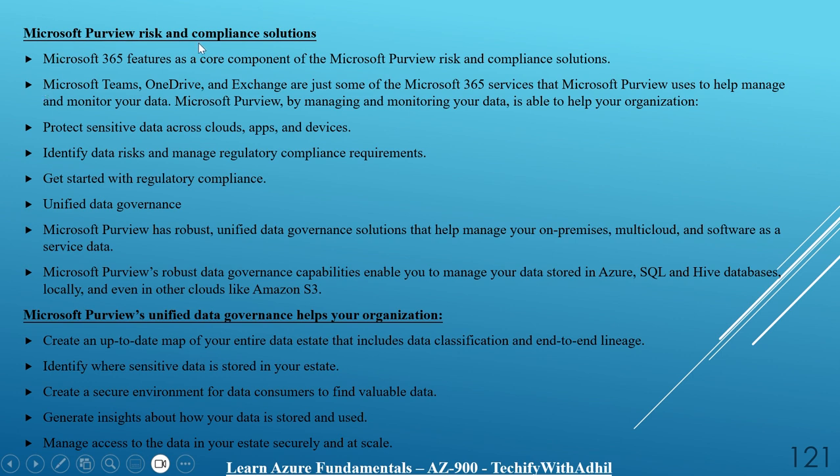Microsoft Purview risk and compliance solution. Microsoft 365 features are a core component of the Microsoft Purview risk and compliance solution. Microsoft Teams, OneDrive, and Exchange are some of the Microsoft 365 services that Microsoft Purview uses to help manage and monitor your data. By managing and monitoring your data, Microsoft Purview is able to help your organization protect sensitive data across cloud apps and devices, identify data risk, and manage regulatory compliance requirements.